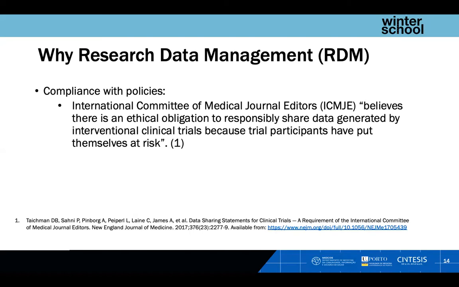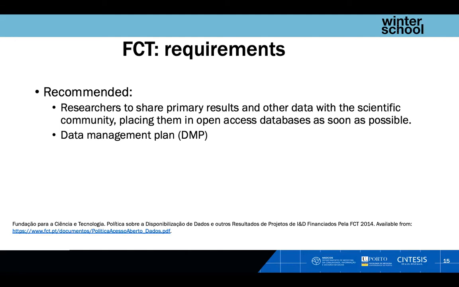For instance, the International Committee of Medical Journal Editors says that it's also an ethical and responsible obligation to share the data that was generated by clinical trials, because all the participants involved in clinical trials put themselves at risk, and all of this information has to be shareable. The FCT, the Portuguese Foundation for Science, says that some of the newer research applications should include a data management plan, and that researchers have the obligation to share as much as possible the database that was generated as a result of this funding with the community.